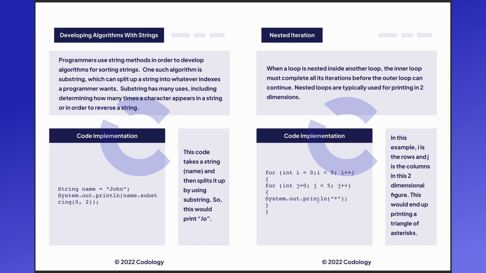So developing algorithms with strings. What's great about for loops and while loops is that you can utilize Java string methods and then be able to create some complex algorithms. So here we have String name John, and then this will just provide 0 to 2, so 0 1 2, and it'll just print out JO.